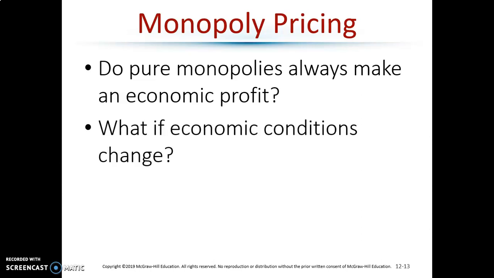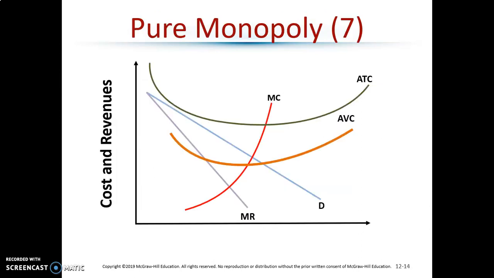What if economic conditions change? You had a good or service that a lot of people liked, but then let's say it fell out of fashion. Notice here, the demand curve is under the average total cost curve at every point. So your optimal production point here is right here. You want to produce this amount. Your optimal price is here. You can't charge more than this.